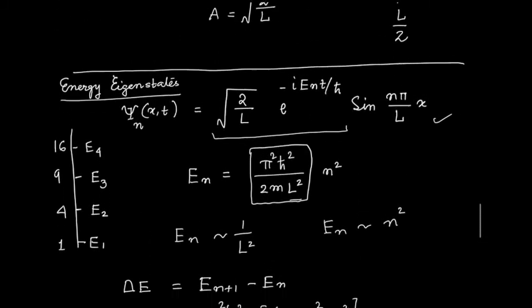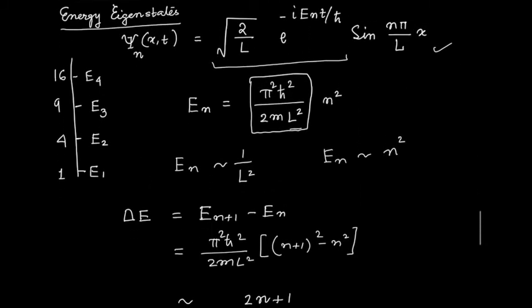Now let us spend a little bit of time looking at how these eigenstates look like. Remember that I forgot to write it here. This is true for x less than L and greater than 0, and the wave function is 0 otherwise.